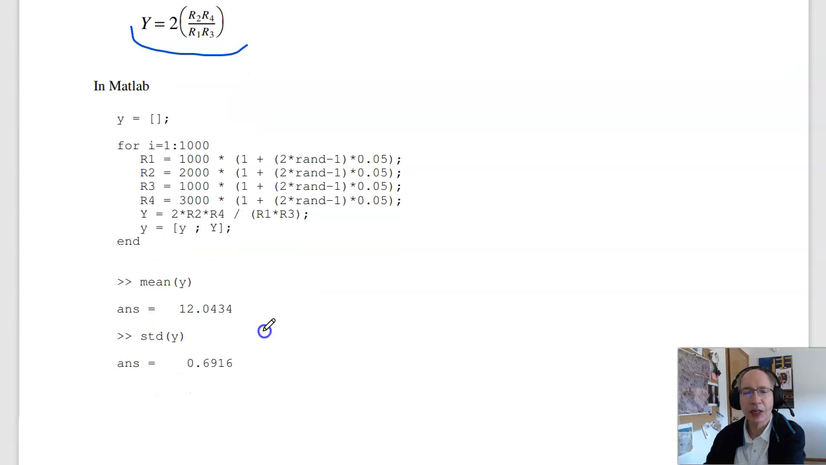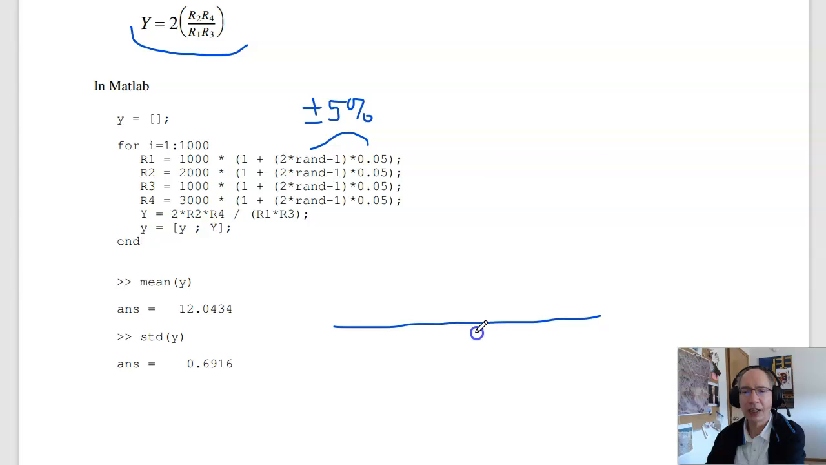In Monte Carlo, what I can do is pick a random number for R1, that's 1,000 ohms nominal, plus or minus 5%. So that right there is plus or minus 5%. 2,000 ohms plus or minus 5%, so on. Calculate y, save all the values. Then when you're done, find the mean and standard deviation.